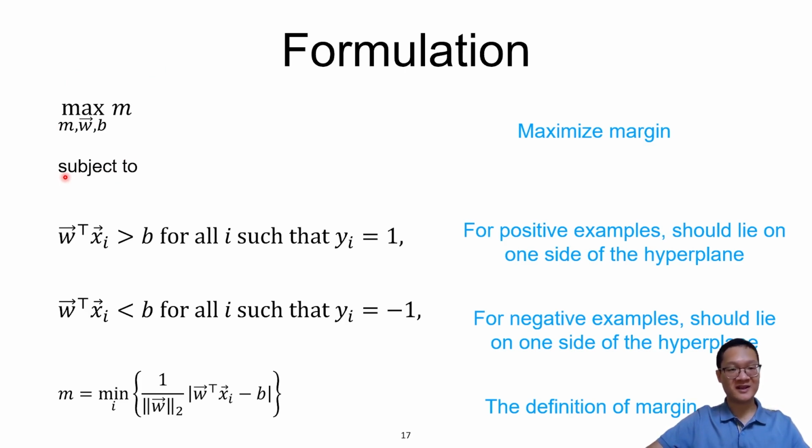And then we also have the constraints. So we're subject to w transpose xi greater than or equal to b for all i such that yi equals 1. So for positive examples, they should lie on one side of the hyperplane. And then w transpose xi less than b for all i such that yi equals -1. So this is for the negative examples. All of them should lie on the other side of the hyperplane. And finally, m equals this expression, which is the definition of margin.